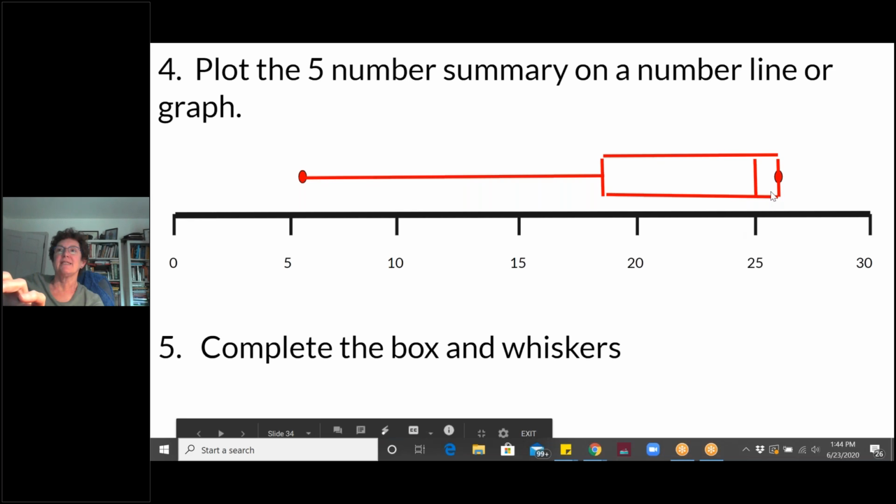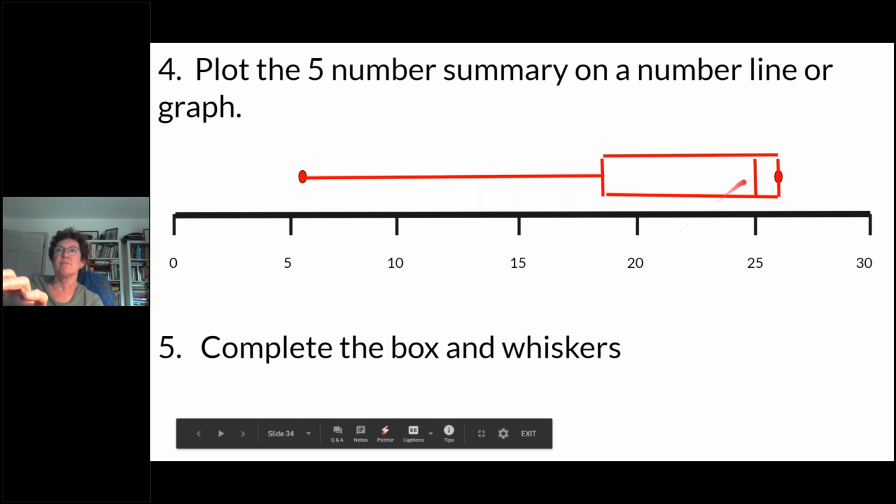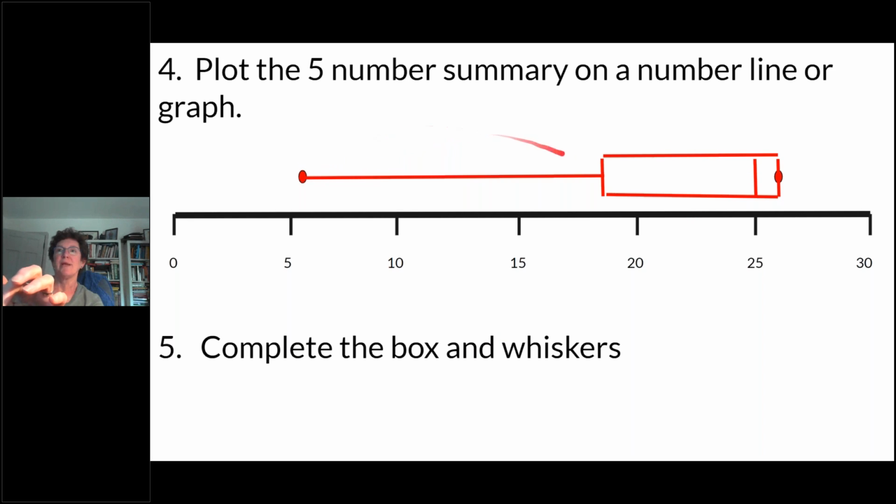Okay. And we can see that our data is very spread out from here to here. 25% of our students know between 6 and 18 letters. 25% know between 18 and 25 letters. 25% know between 25 and 26, and all the way up here, 26. So this is really good. By December, half of our students know all of their letters.